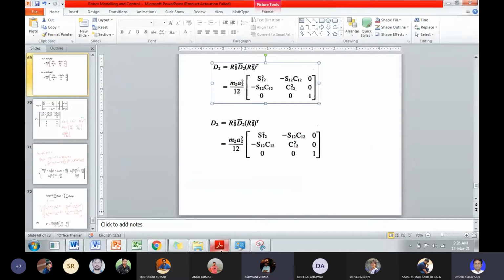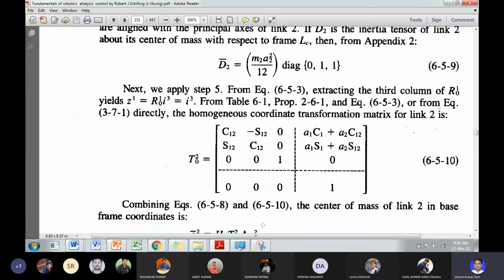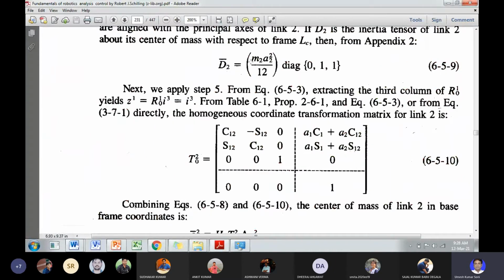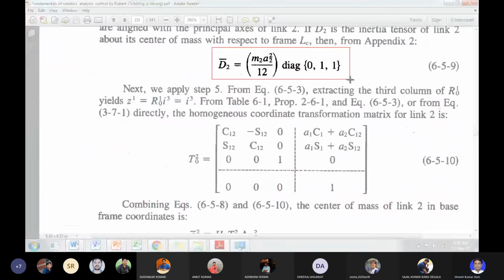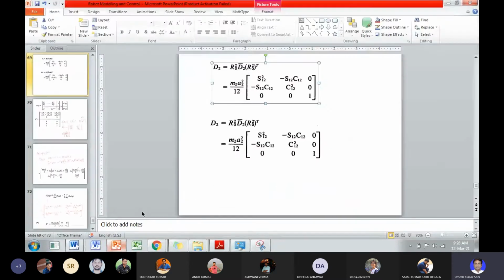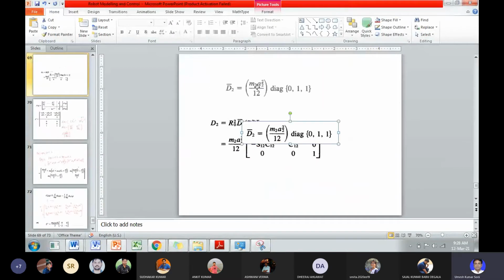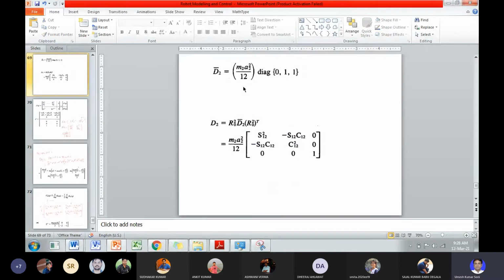Just note here one equation is repeated, but actually that information has not been kept here. ये सब तो आपको ही एक तरह से निकालना है, but for explanation here d2 bar is m2a2 square by 12 diagonal 0 1 1. Okay, so from here you determine the d2.